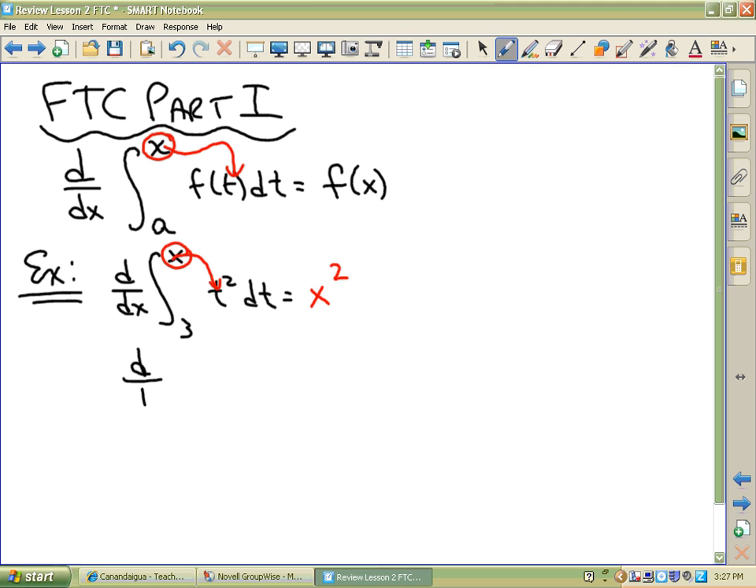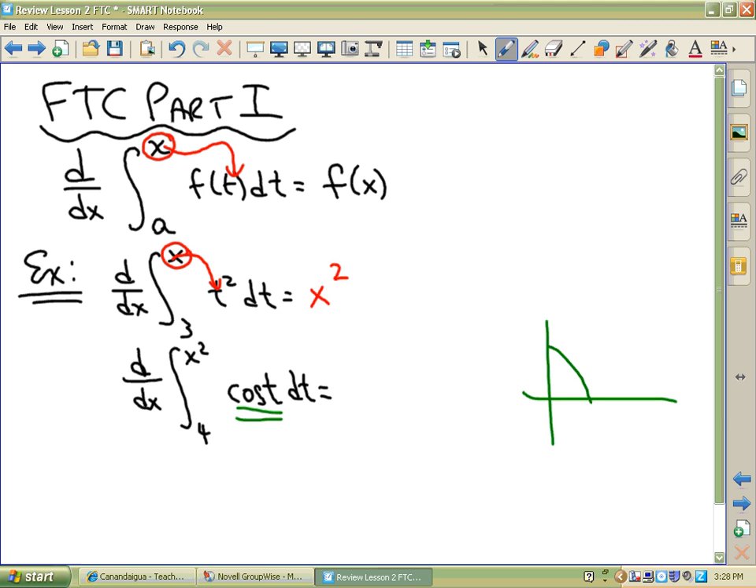When we change things up, take an integral from 4 to x squared of cosine t dt. I should pause to make sure we understand what that means. What that means is that somewhere off on some other page is a function called cosine t. This function exists on some other page that we're not talking about. Maybe I'll draw it. Here's cosine t.